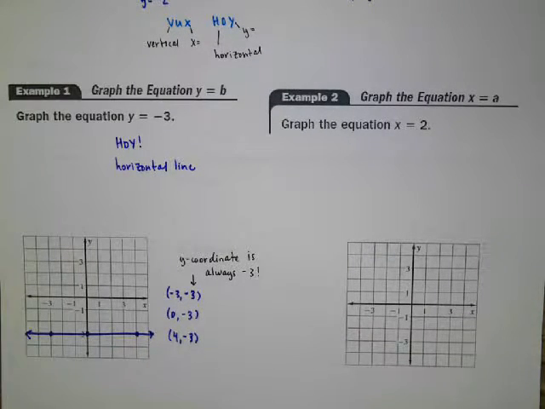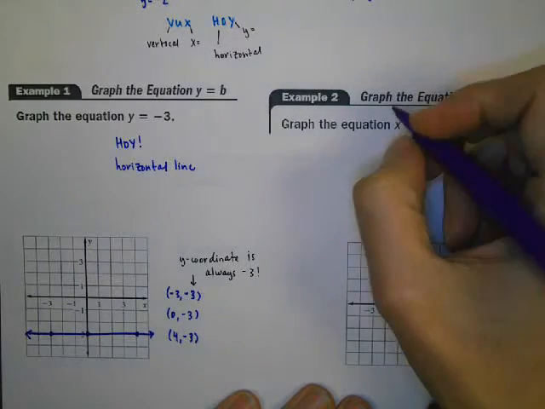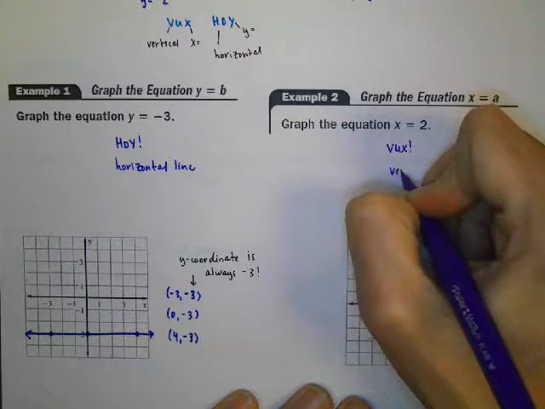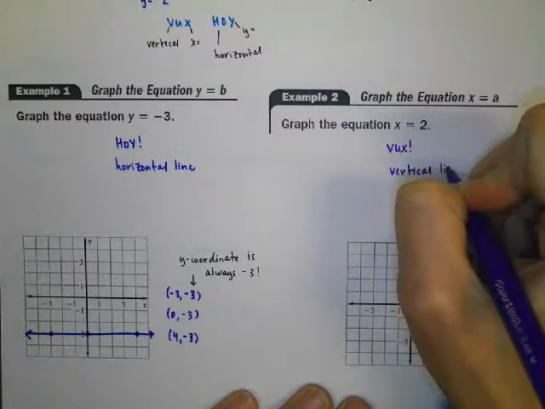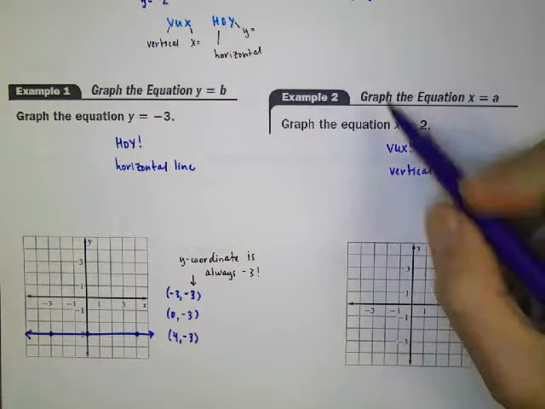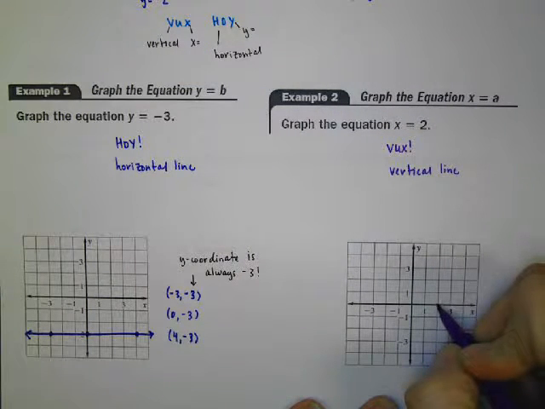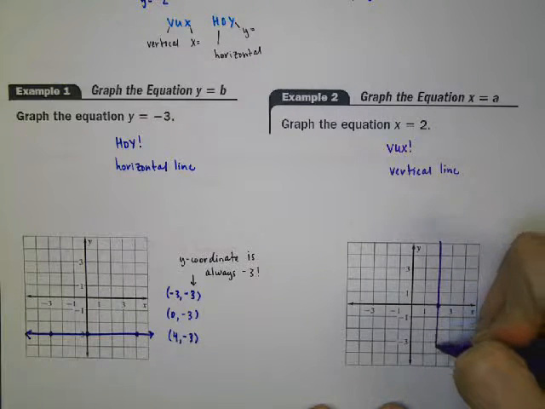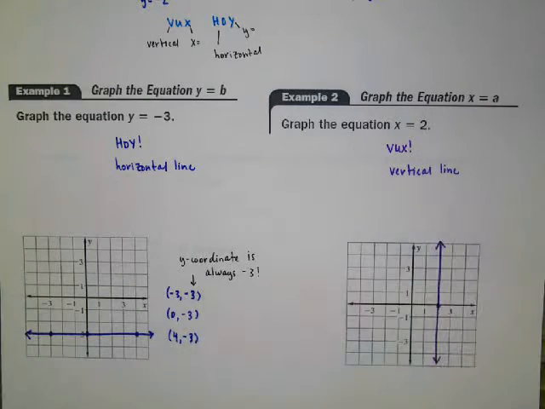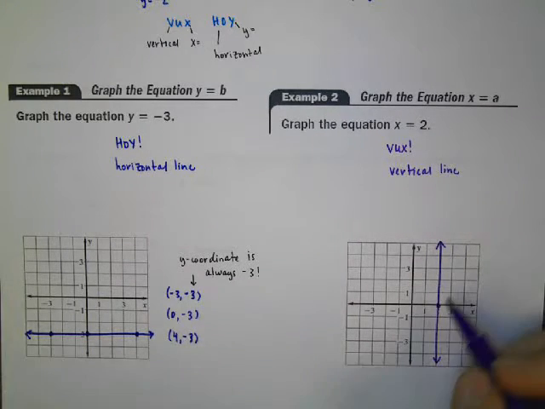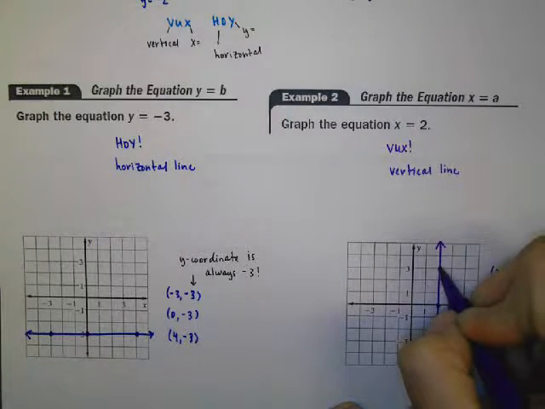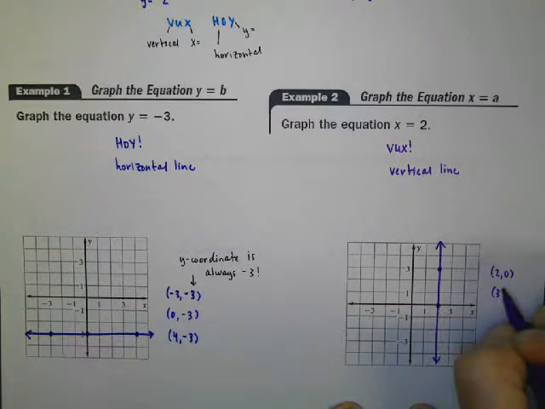Now, if I look at x equals 2, right, this is our Vux. So I know V stands for vertical, so I have a vertical line. And this line is going to intersect the x-axis where x is 2. And I draw a vertical line through that point. Now again, if I were to pick some points off of my graph, let's say I have the ordered pair 2, 0. I'll pick one here: right 2, up 3.